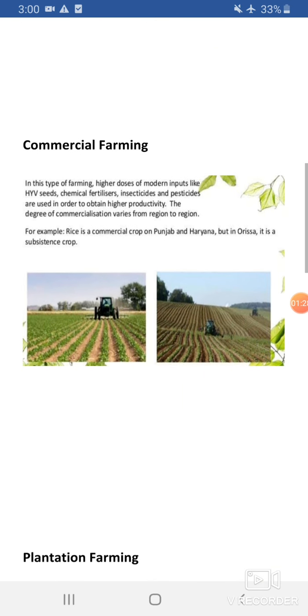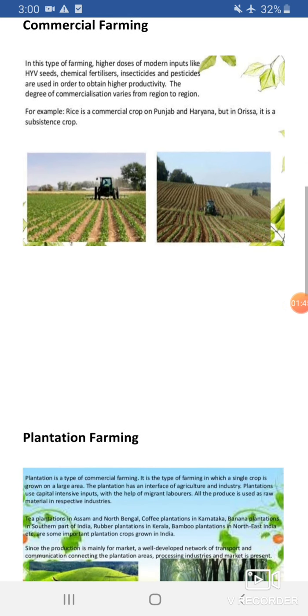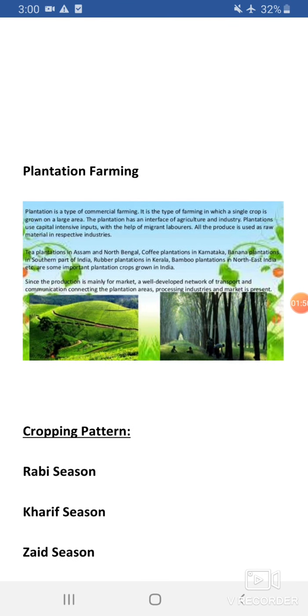Next comes commercial farming, which means farming in which the farmer grows the crops with the sole aim of selling the produce for commercial purposes. Next comes plantation farming. In this type of farming, a single crop is grown on a large area.